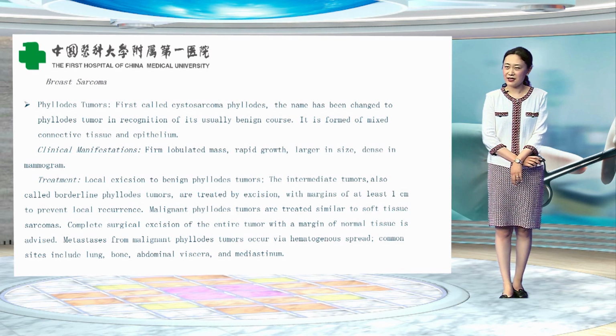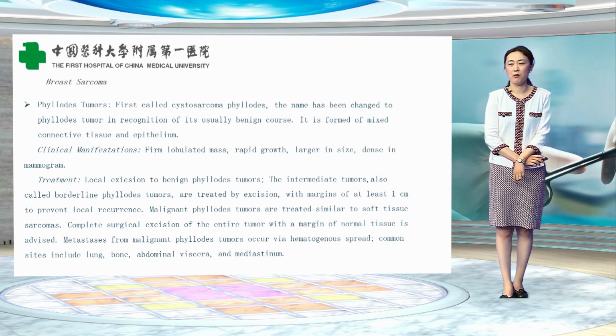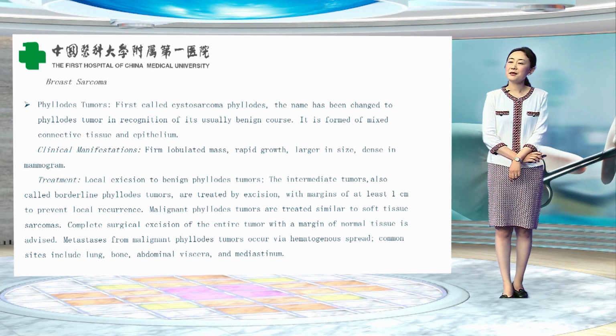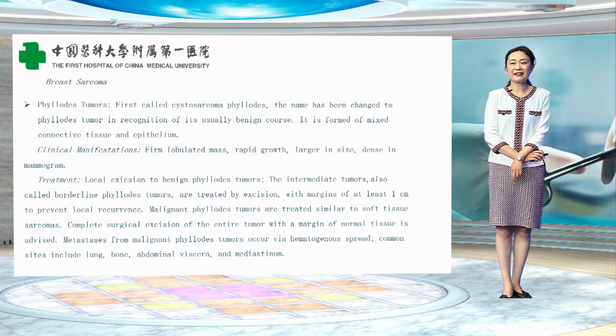The average diameter could reach 5 centimeters or more. They are high density in mammogram. For the treatment of benign Phyllodes tumors, local excision is enough. Intermediate tumors, also called borderline Phyllodes tumors, are treated by excision with margins of at least 1 centimeter to prevent local recurrence.